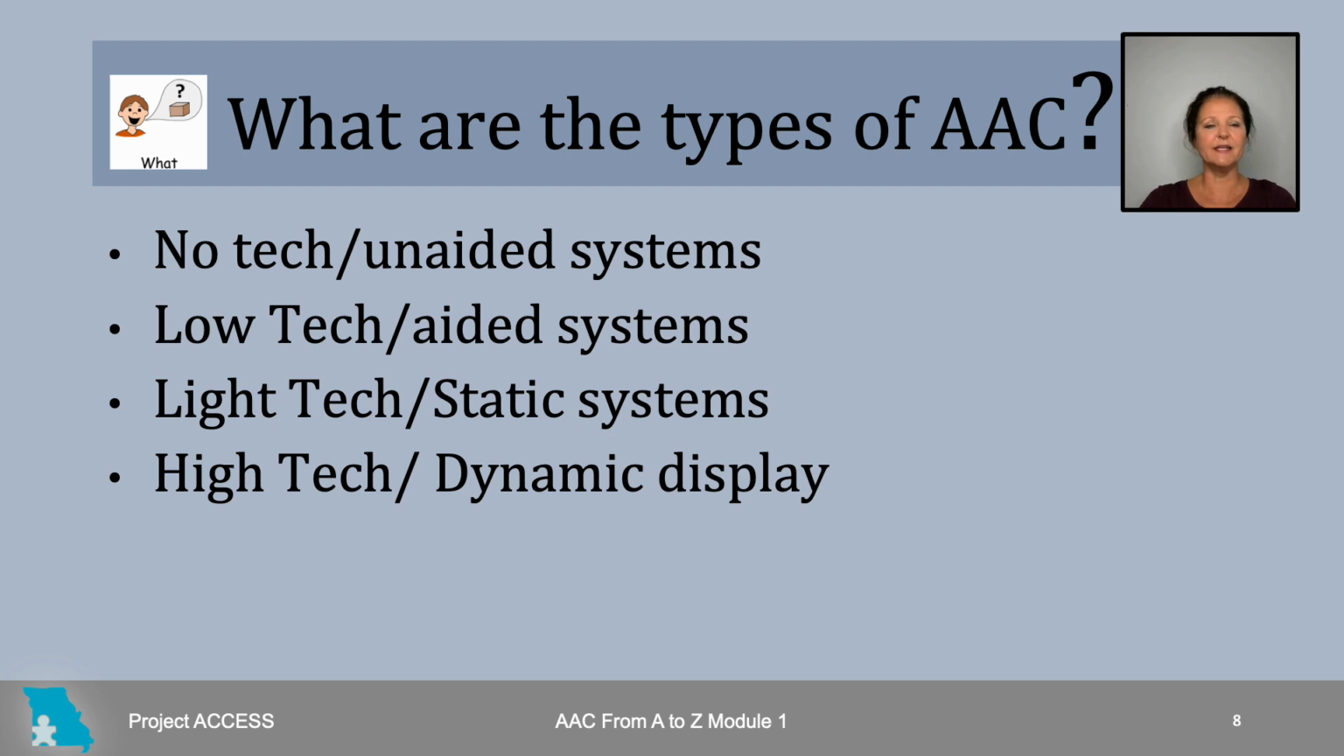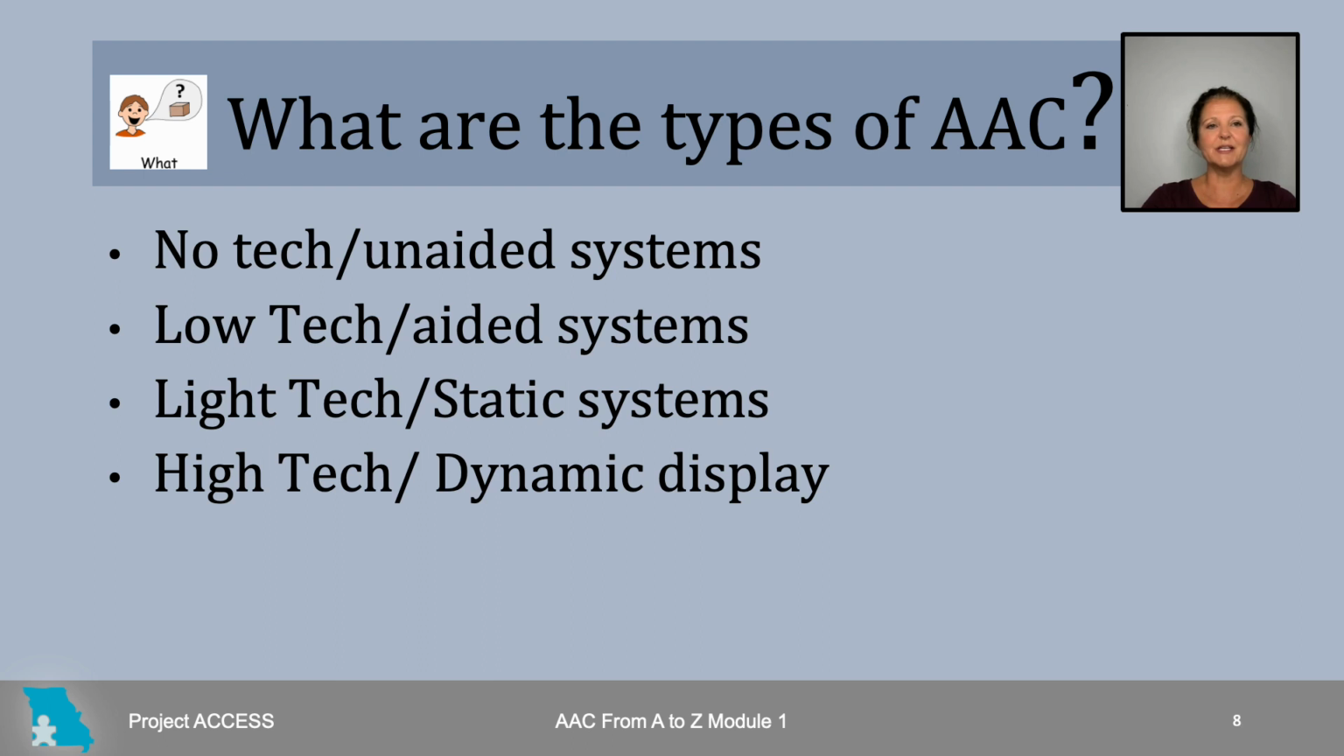And then the next one is low tech. This does not require a battery. It can be a picture, a symbol book, an alphabet board, a feelings chart, a manual LAMP board. We'll talk about what a LAMP board is a little bit later, but LAMP stands for Language Acquisition and Motor Planning. It's one of my favorite systems, and I think you'll love it too.